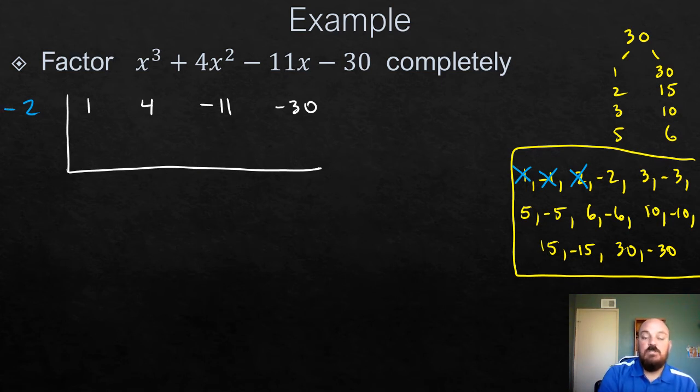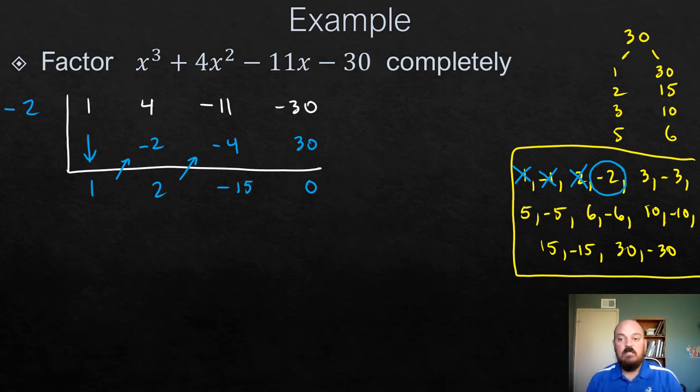Let's try the negative 2 and see what happens. Drop down our 1, multiply. Negative 2 times 1 is negative 2. Add, you get positive 2. Multiply, negative 2 times 2 is negative 4. Add, you get negative 15. Multiply, negative 2 times negative 15 is positive 30, and that worked. Negative 30 plus 30 is 0. So the negative 2 works, and now I can stop.